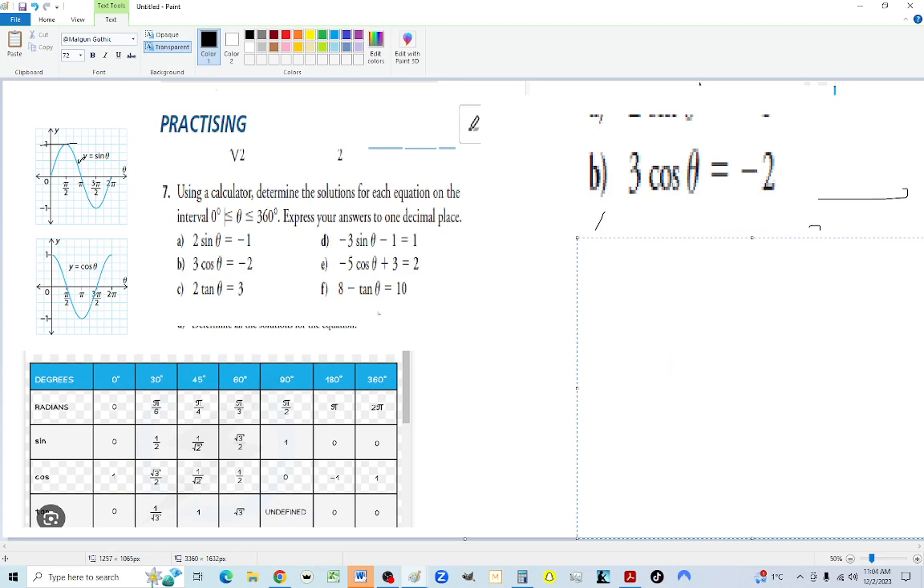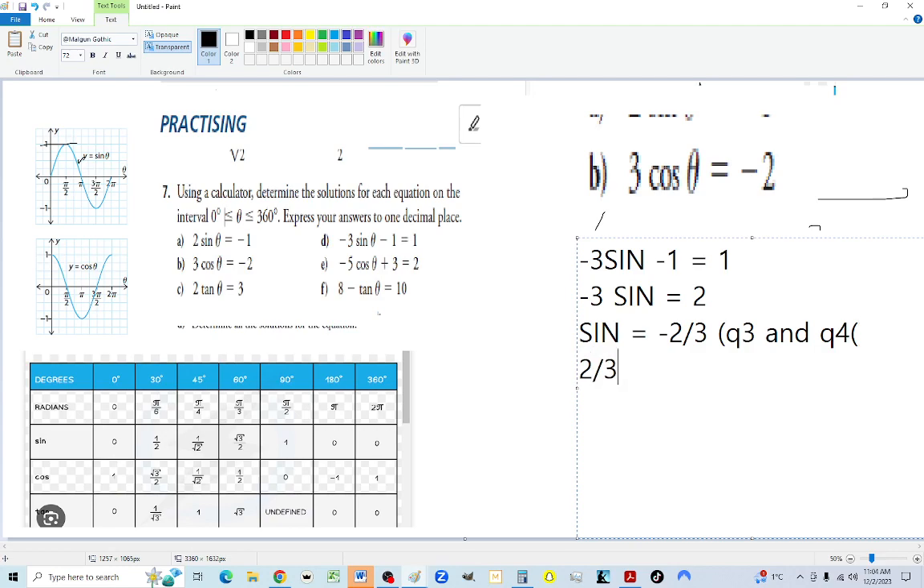Now they're all like that. So let me just teach you how to isolate them. First you add 1, and then you divide by negative 3. Now notice this is negative, so we're talking about quadrants 3 and 4. But if you just take the 2/3 and take the arc sine, you discover the acute angle. And then you just take 180 plus that acute angle and 360 minus that acute angle.